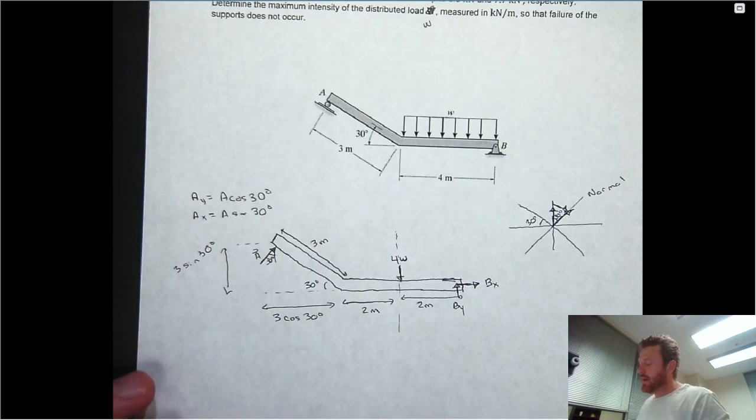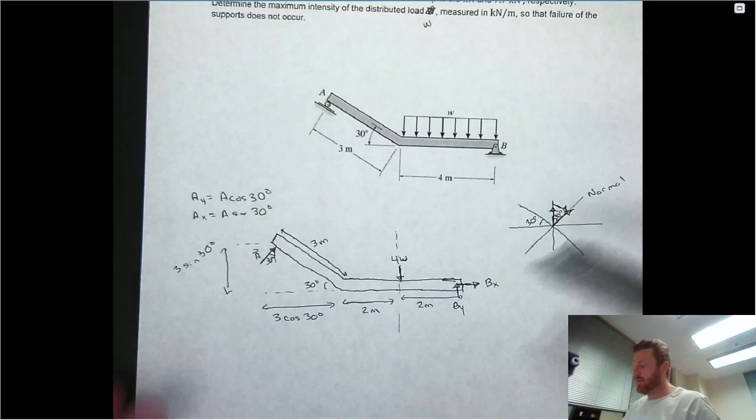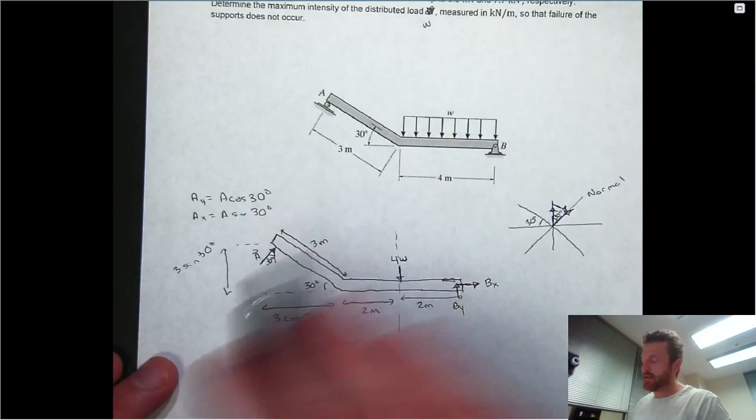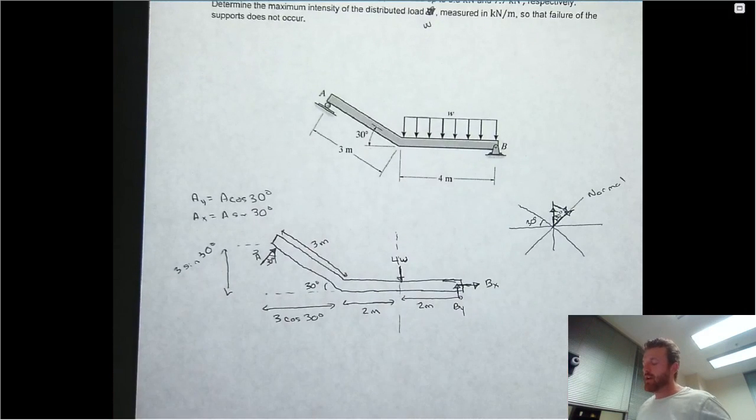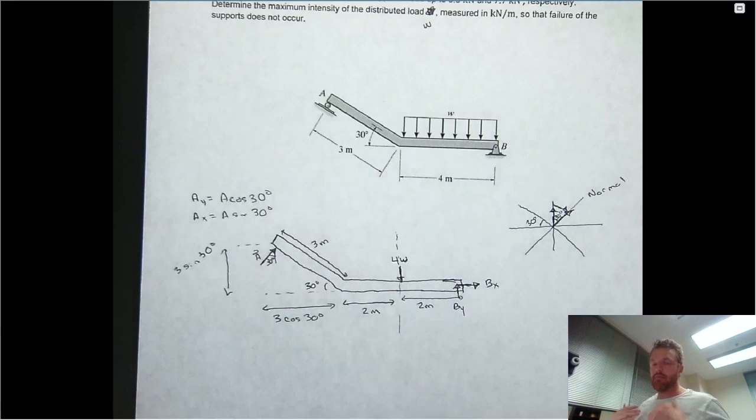So if you think about it, ultimately what you want to do here is relate the magnitudes of the reactions to this small w value, which is the intensity of the distribution. And when in doubt, the way that you generally go about these problems, and you'll see why after we shake it out a little bit, is to compute a moment about one of the reactions, particularly the one that would allow you to eliminate an unknown.